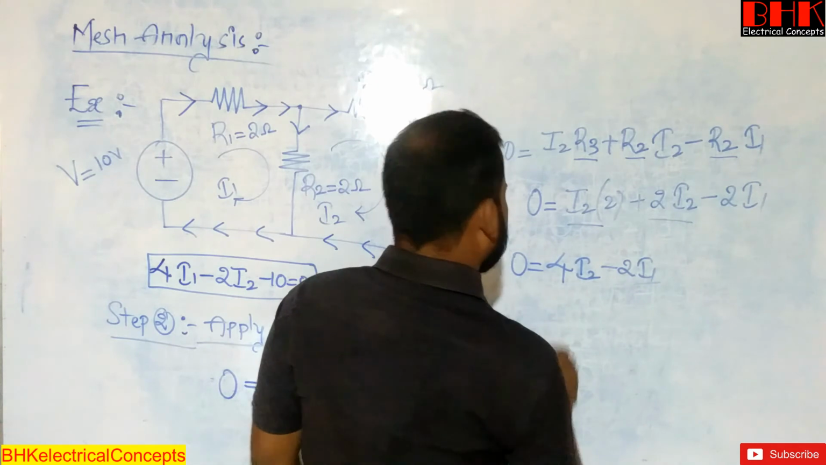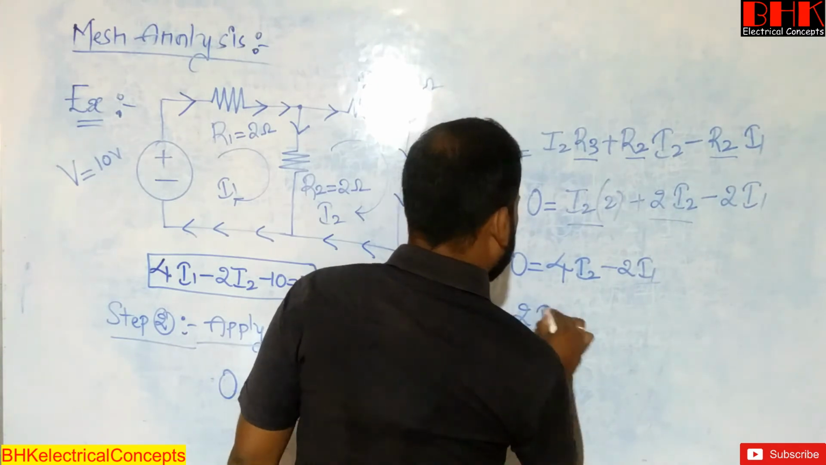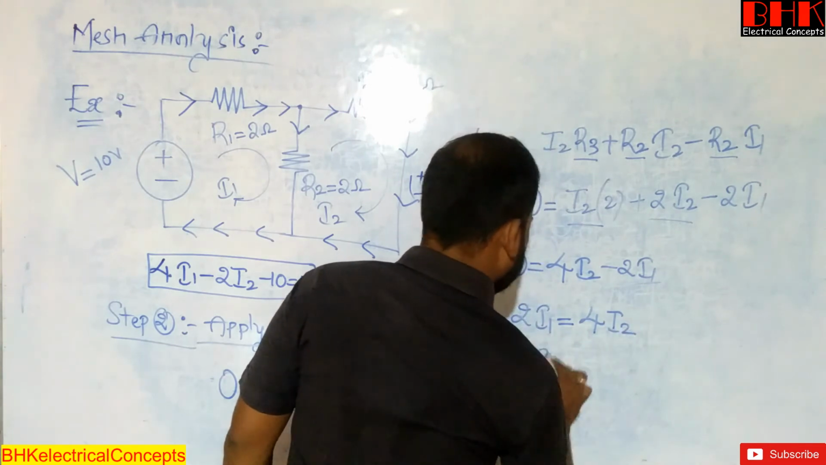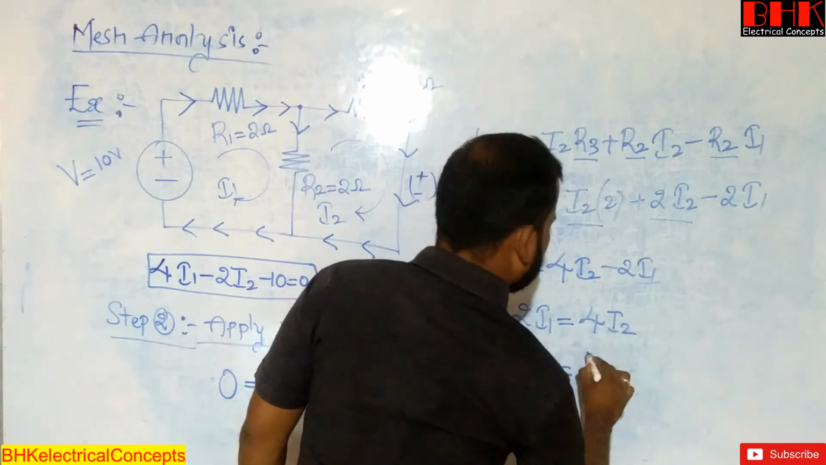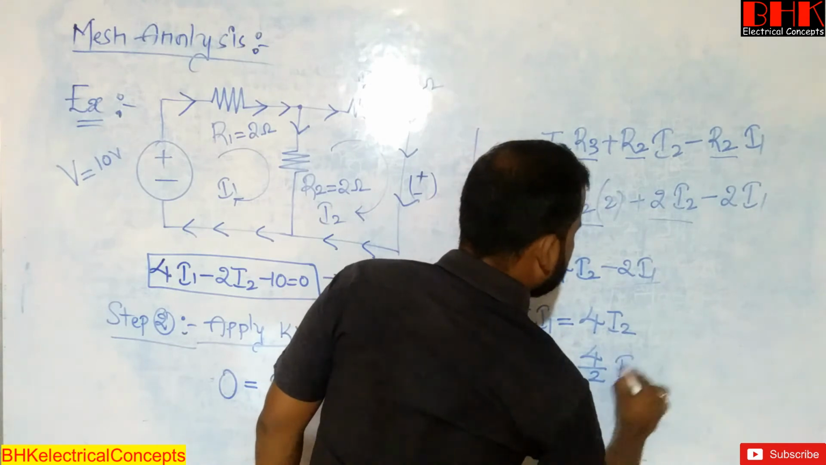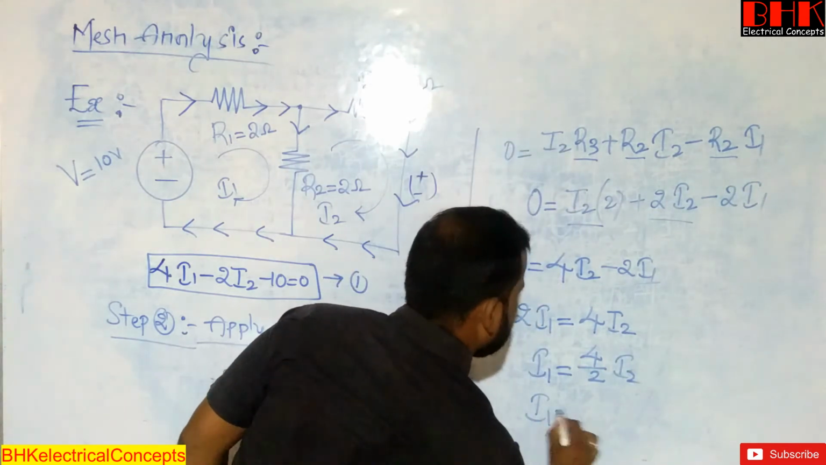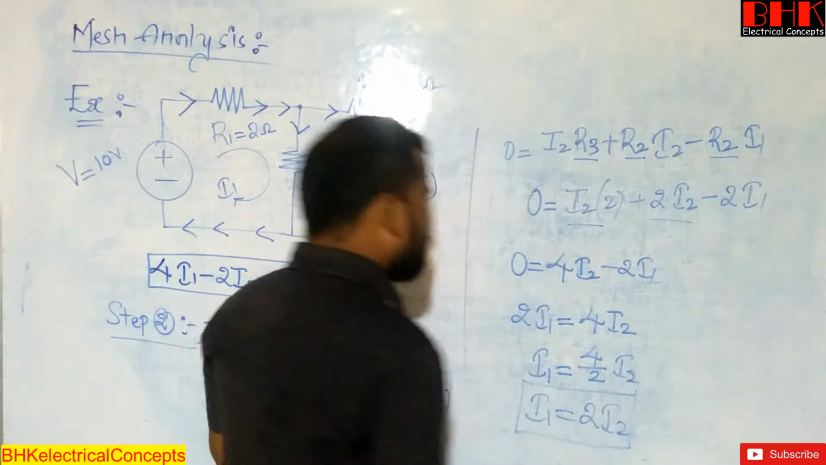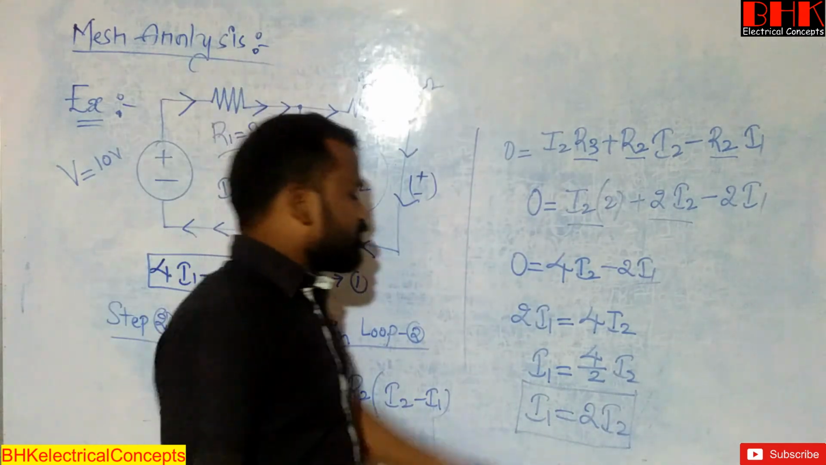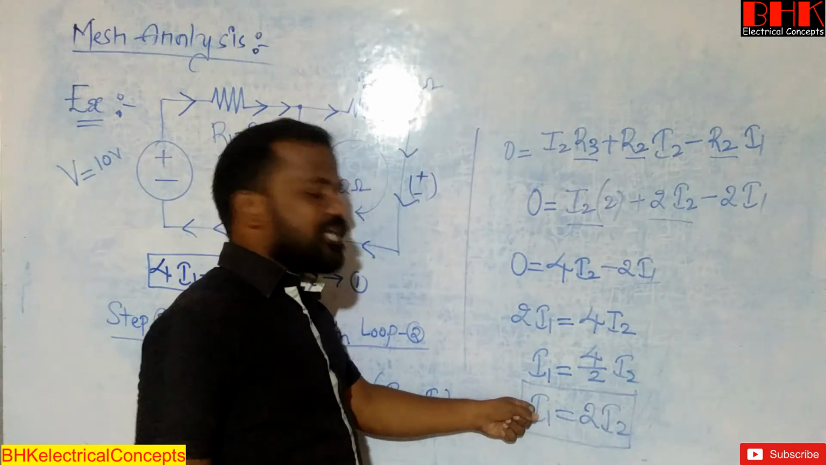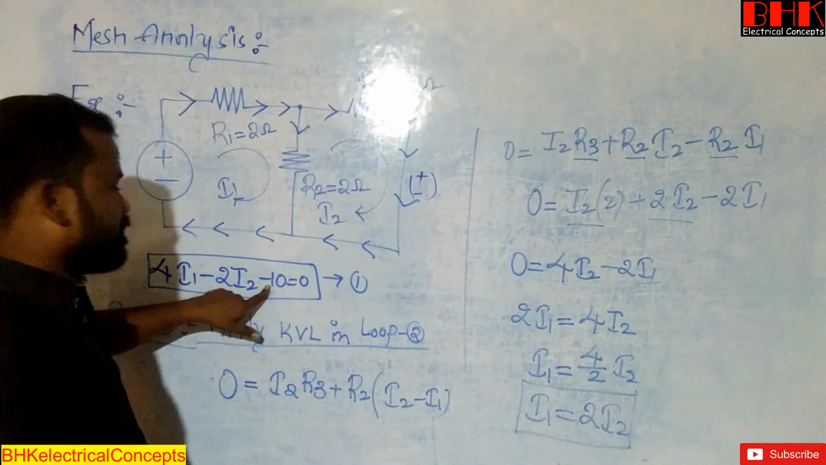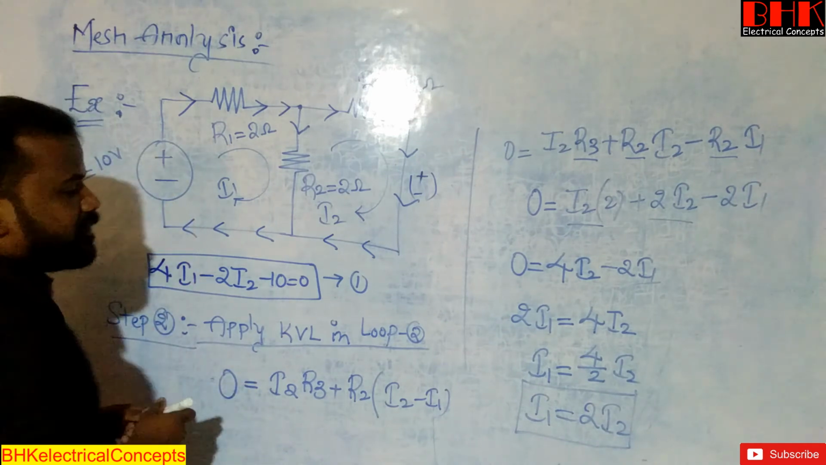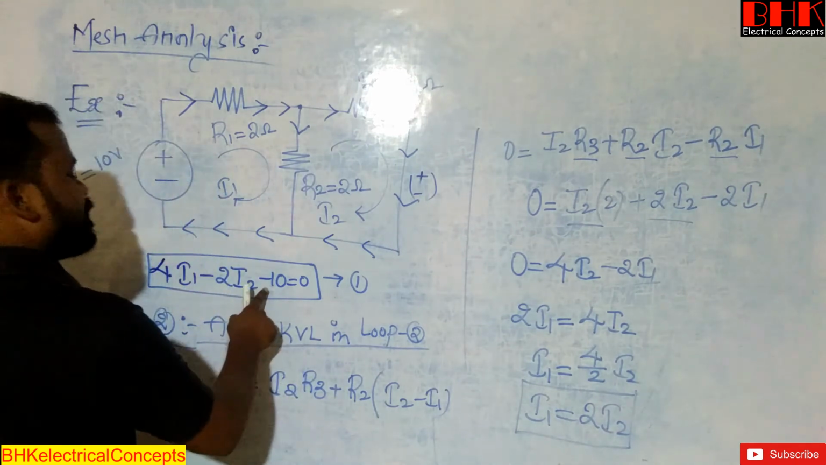Now get the value of I1. 2I1 is equal to 4I2. Then I1 is equal to 4 divided by 2 into I2, that is I1 is equal to 2I2. Clear? So now you know the value of I1. I1 is equal to 2I2. Now substitute this value in equation number 1, you will get the value of one current.